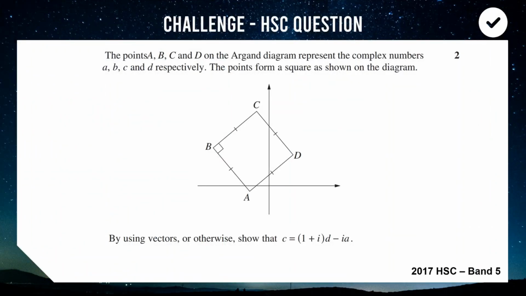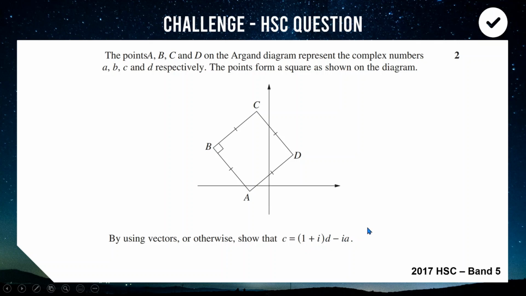This is from the 2017 HSC. It's considered a band 5 question. It's to do with vectors, okay? Also, there's a typo. They didn't put a space between S and A. Not good enough, Nessa. Okay, A, B, C, D are in the Argand diagram, and they represent A, B, C, D as points, okay? They form a square as shown, so all vectors are equal and they are all perpendicular. By using vectors or otherwise, show that C is equal to 1 plus i D minus i A.